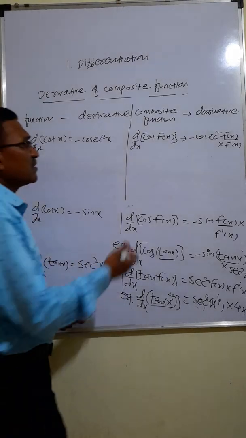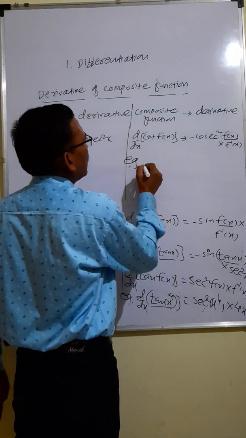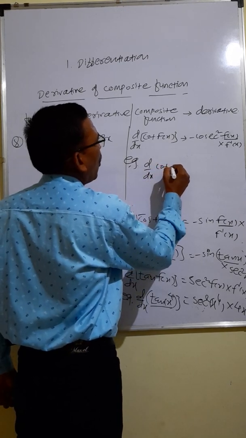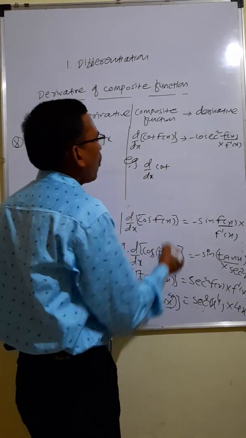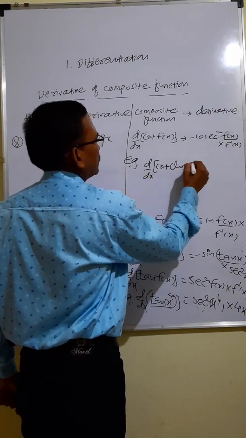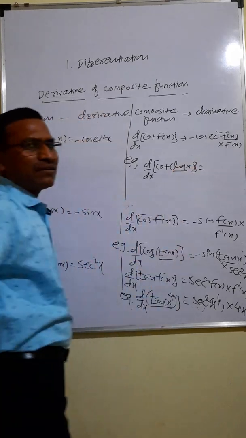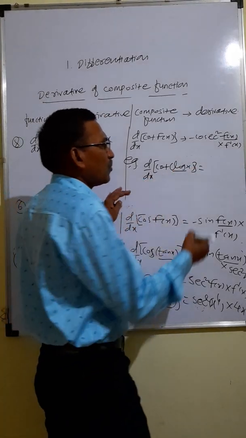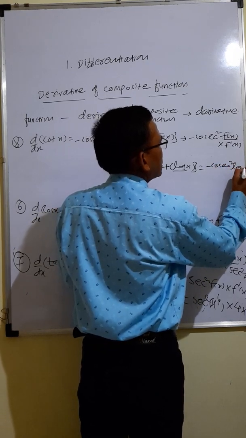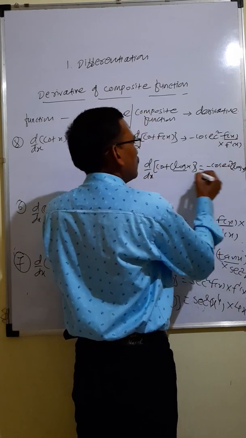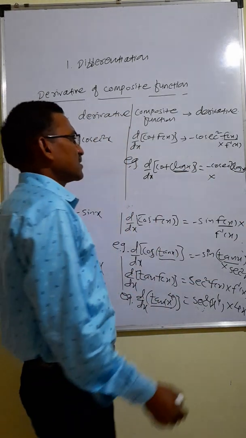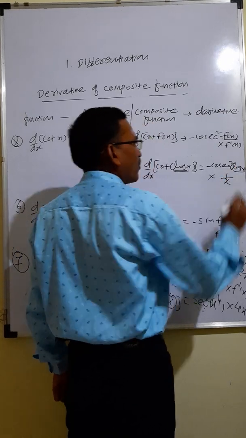In the same way, we take an example. The derivative of cot of log x. The angle of cot here is log x, so the first derivative of cot of log x is minus cosec square log x into, by chain rule, the derivative of log x, which is 1 by x, a composite function.